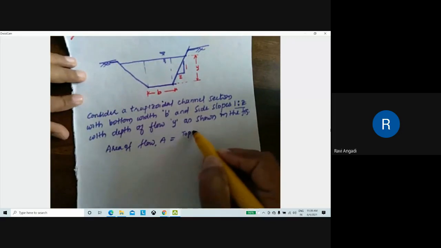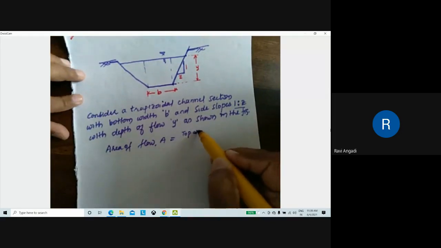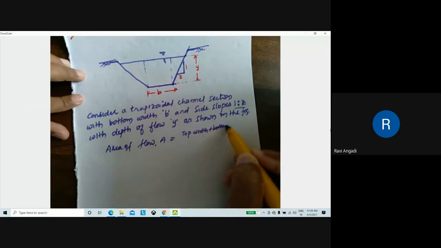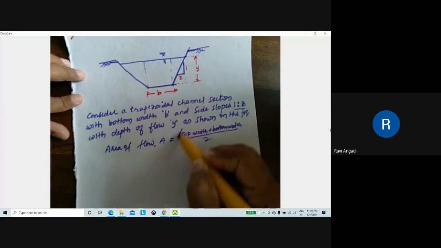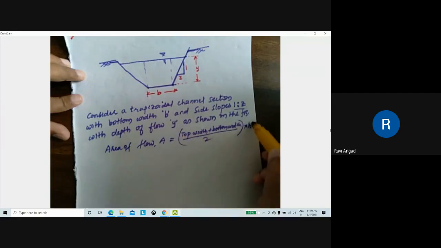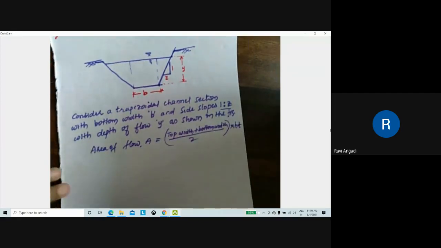I'll write here the formula: top width plus bottom width, divided by 2, into height. Is it correct? The simple trapezoidal area formula. Correct? Yes, sir. Okay, now you have to calculate.